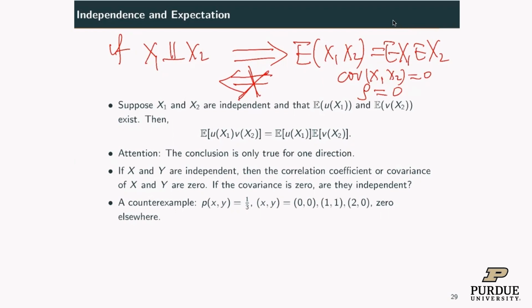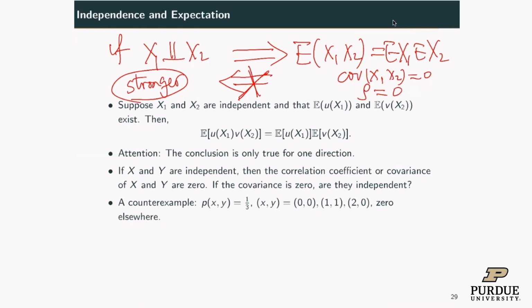Correlation coefficient only characterizes the linear relationship. Independence means no relationship at all. Whatever the relationship, there's no relationship. So this is a stronger result. Independence is stronger. So if independent, we can get rho is 0. Rho is 0 doesn't mean they are independent. So there is a counter example.